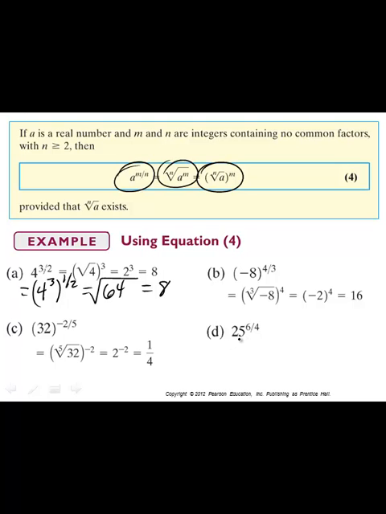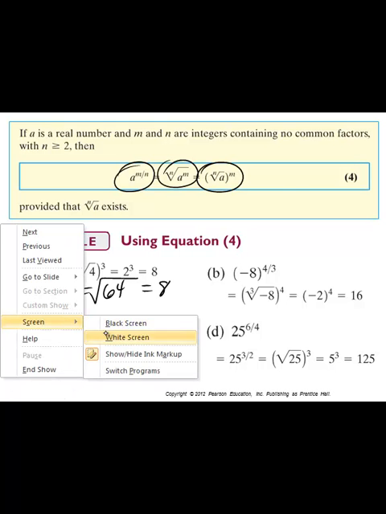For part D, we have 25 raised to the 6/4 power. Now, if your fraction in the exponent can be reduced, then go ahead and reduce it. 25 raised to the 6/4 power is the same thing as 25 raised to the 3/2 power. Which means that, look, you could take the square root of 25 and then cube it, or vice versa. Now, it looks like for this example solution, we're going to take the square root of 25, which is 5, and then cube it to get 125.